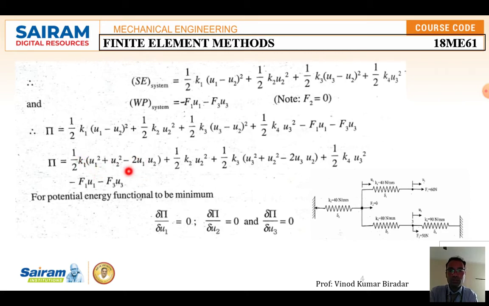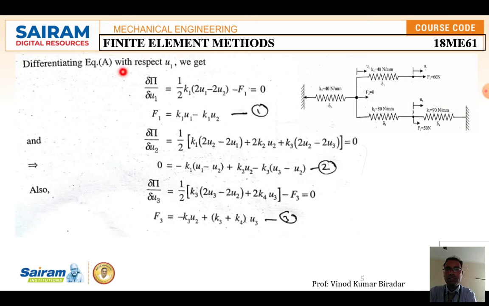So what is the condition? How many displacements are there here? Three are there, so differentiate one by one. The condition is dou pi by dou u1 equal to 0, dou pi by dou u2 equal to 0, and dou pi by dou u3 equal to 0. Differentiating with respect to u1, you are going to get the first equation, that is force 1. If you differentiate with respect to u2, you get the equation in terms of the second force. If you differentiate with respect to u3, you get the third force equation.